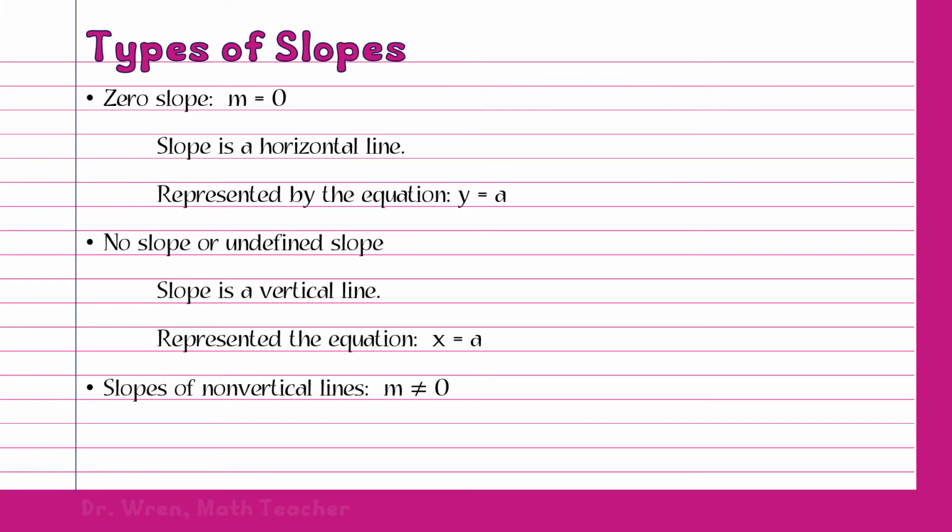There are three types of slopes. A zero slope, which is the graph of a horizontal line. This occurs when all y values are the same. We also have no slope, which is the graph of a vertical line. This occurs when all of the x values are the same. And then we have the slope of non-vertical lines, which is the graph of a line that has some degree of rise and fall.